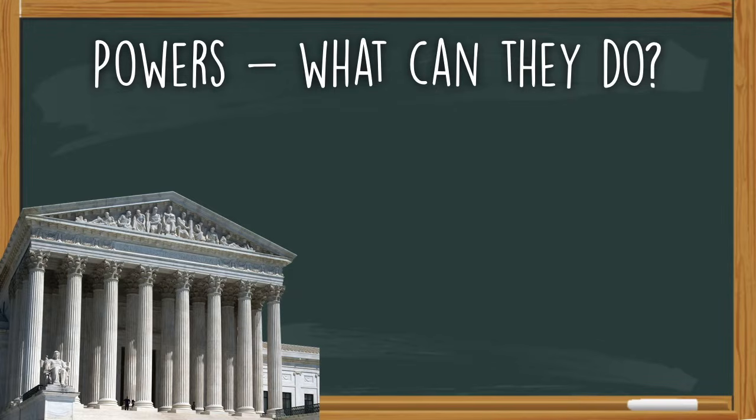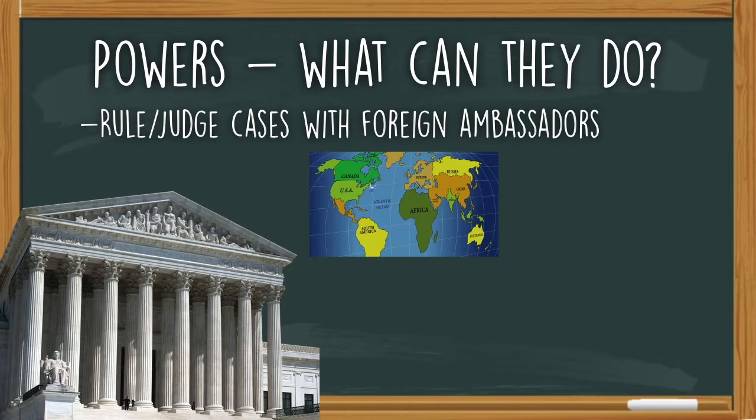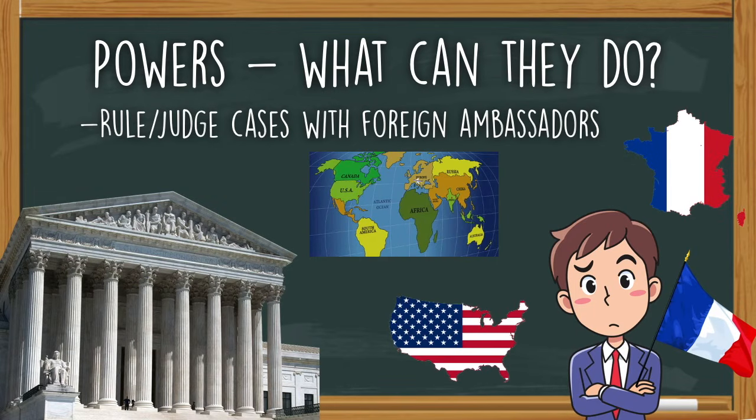Well, there's not much. One of the things that's stated in the Constitution is that they can rule or judge cases with foreign ambassadors. And this always gets kind of weird if someone from another country comes over to our country and gets into some kind of trouble legally. We wouldn't want a lower court trying to determine which laws and rules to follow, the rules of the diplomat's country or the American rules. And so we're going to leave that up to the Supreme Court to decide these cases.